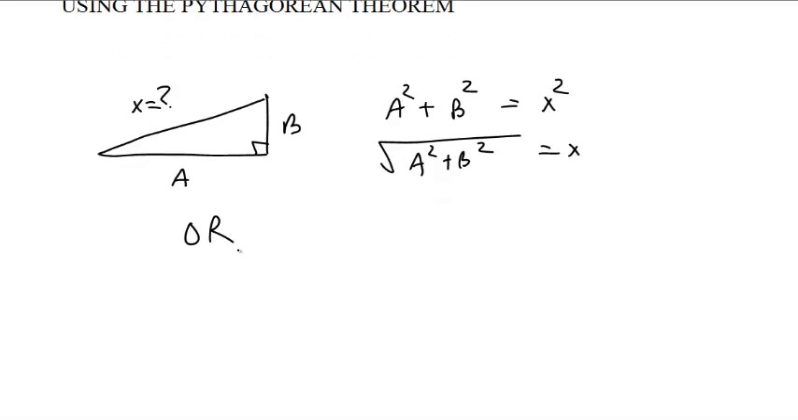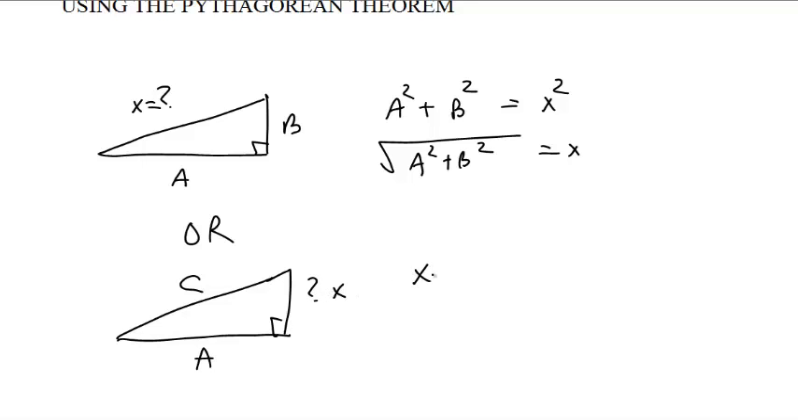Or we know the hypotenuse, and we know one of the sides, and we don't know what one of the other legs is. In which case you get x squared plus a squared equals c squared.